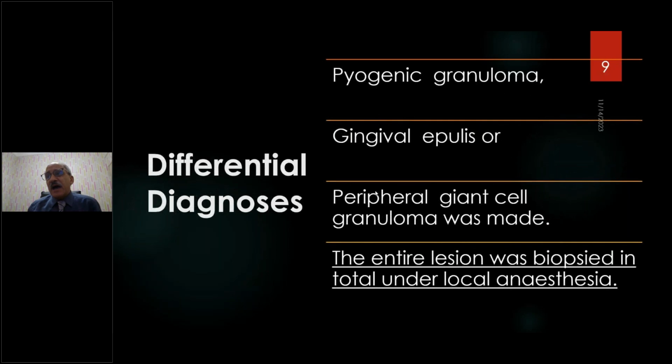So here, at this point, we have to set the differential diagnosis of what this lesion could be. Then accordingly, we go for surgical removal. First of all, pyogenic granuloma, gingival epulis, peripheral giant cell granuloma, that means the outside giant cell granuloma. All these were the differential diagnosis, the primary provisional diagnosis.